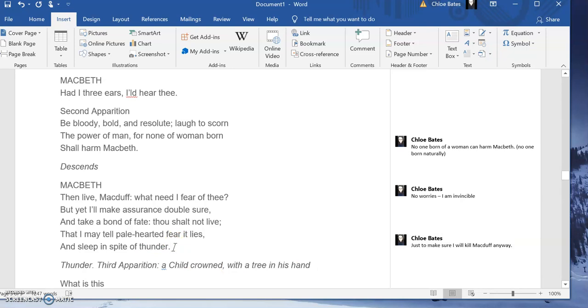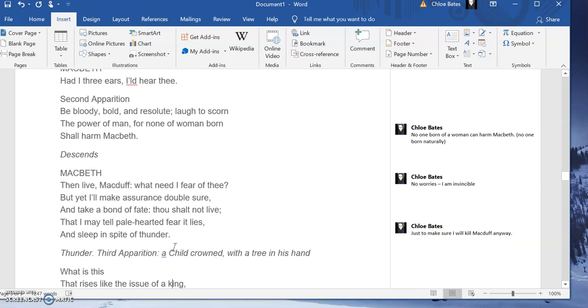And then we get the third apparition. I'm going to start the third apparition on my part two of Act 4, Scene 1. So I'll leave it there. Make sure you get annotations of the first prophecy and the second one. So these apparitions that are appearing in front of him. And I'll move on to the third one in part two.